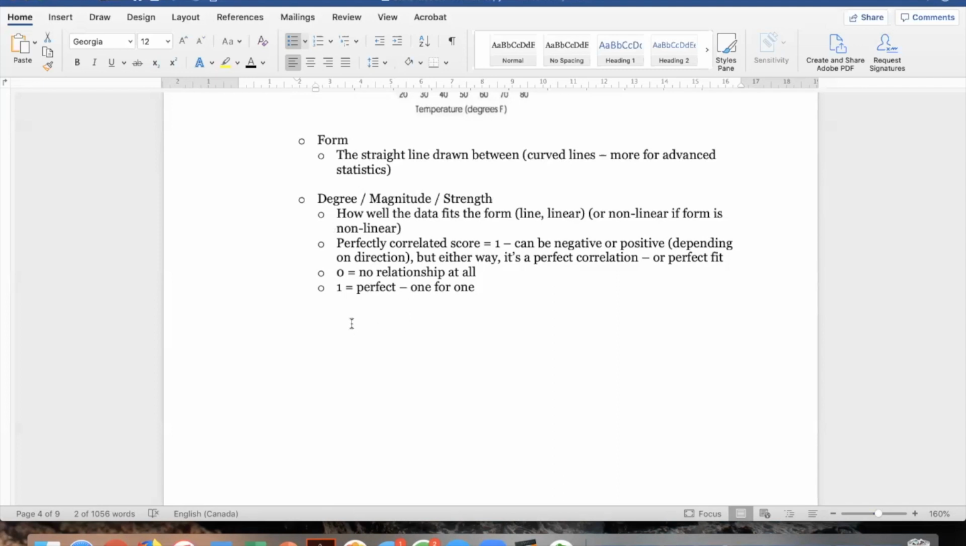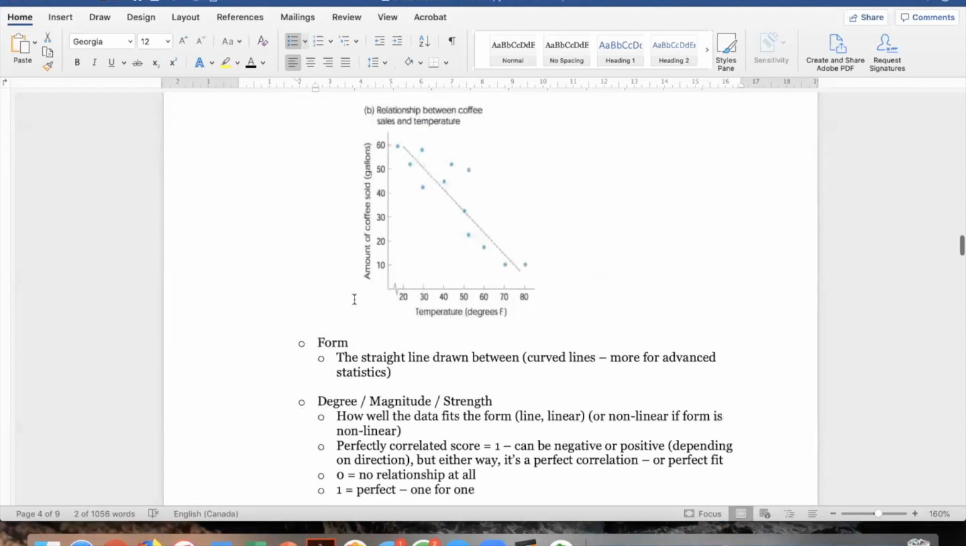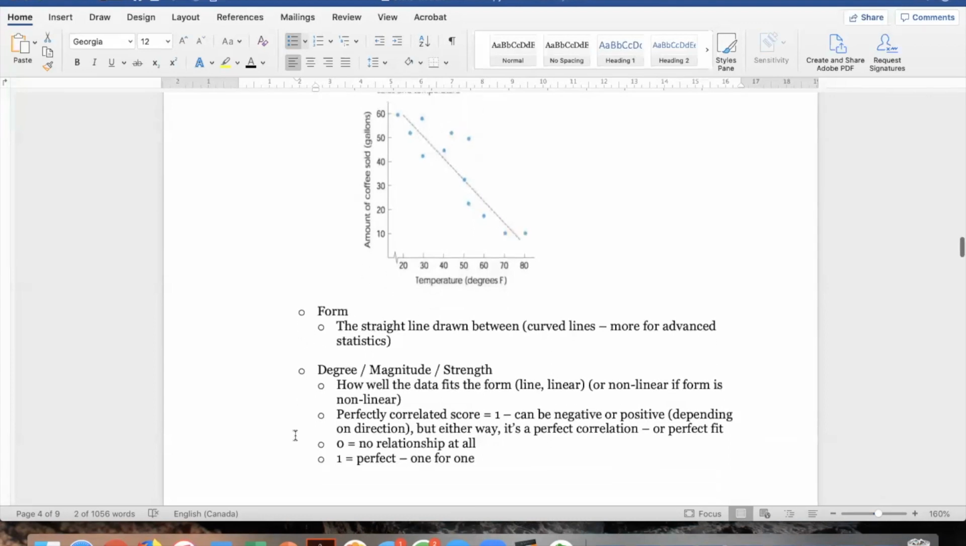So let's do this one here. If your temperature and your amount of coffee sold had a perfect linear relationship, all the dots would be on this line, right? And that would be an R of 1.